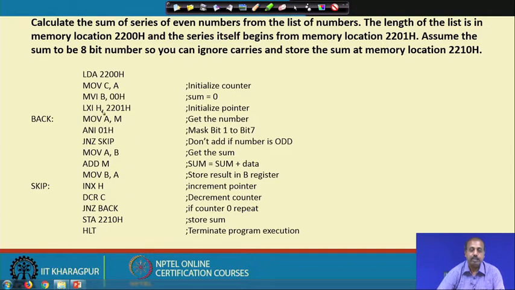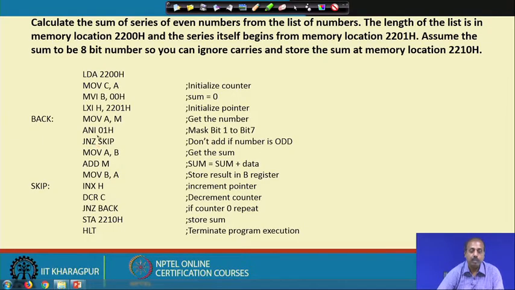The HL pair should point to the successive numbers, since the numbers start from 2201. So, HL pair is initialized to 2201. MOV A, M. So, this will get the first number into the accumulator, and then we AND immediate with 01 hex. That way bits 1 through 7 will be masked out, only bit 0 will remain, because they will be ANDed with this 01. Then if that bit was 0, then this jump on not 0 will fail, that means the number was even.